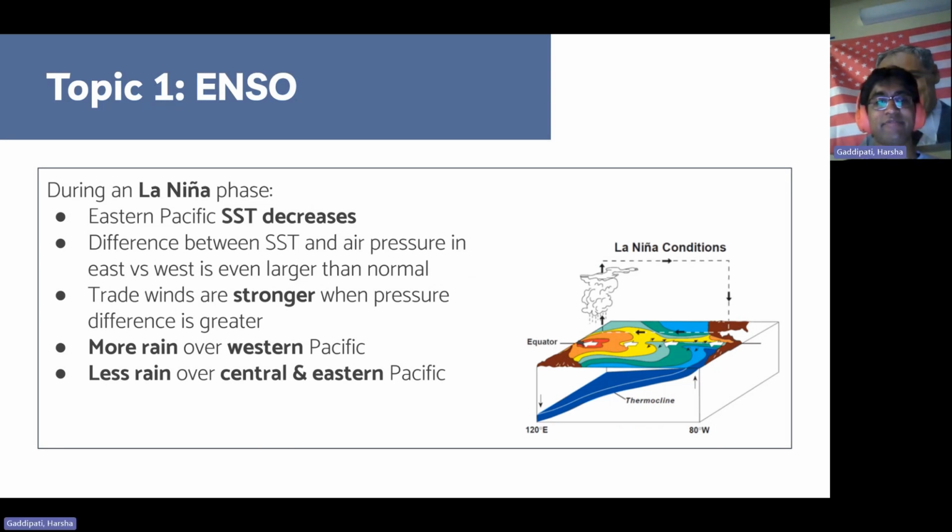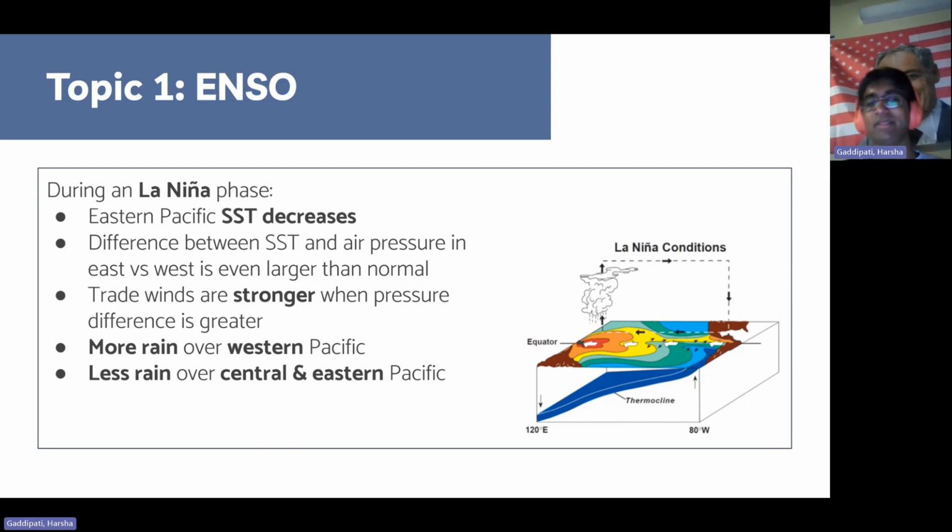And during a La Nina phase, the Eastern Pacific SST decreases. The difference between the SST and air pressure from east towards west is even larger than normal. Trade winds are stronger when the pressure difference is greater, which leads to, in this case, stronger trade winds. And that means more rain over the Western Pacific and less rain over the Central and Eastern Pacific.